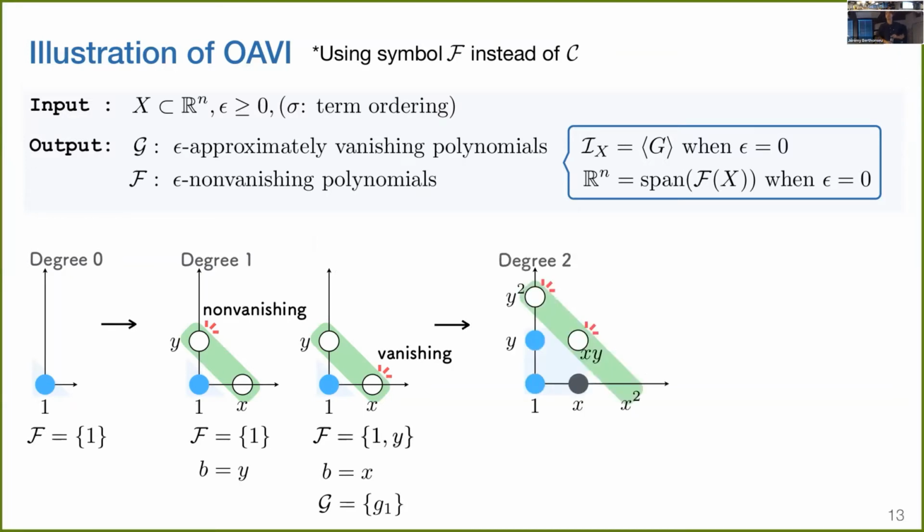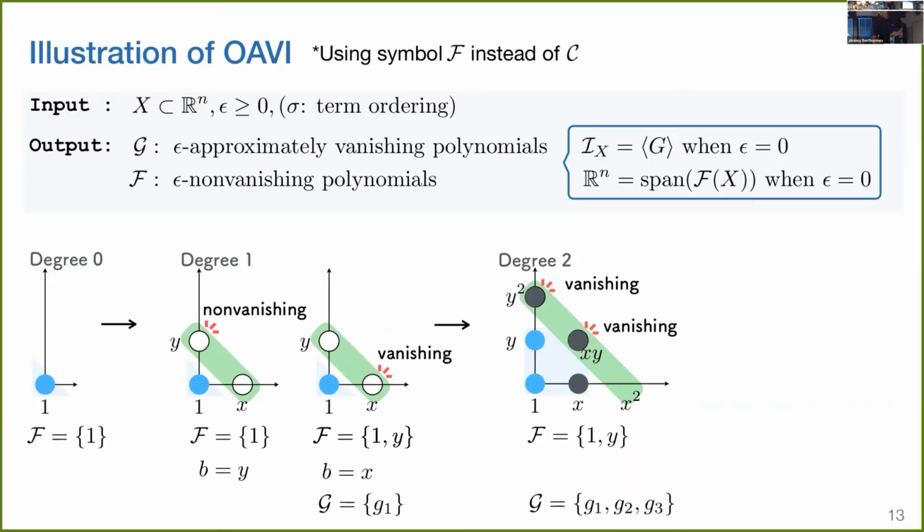So we keep going. At degree 2, next we check the terms in degree 2. So we check y squared, xy, but we don't check x squared because we have already got a polynomial whose leading term is x. If we could get a vanishing polynomial generator with leading term x squared, this can be divided by G1, so we don't need it. So we don't check x squared. This is how we restrict the number of polynomials to check.